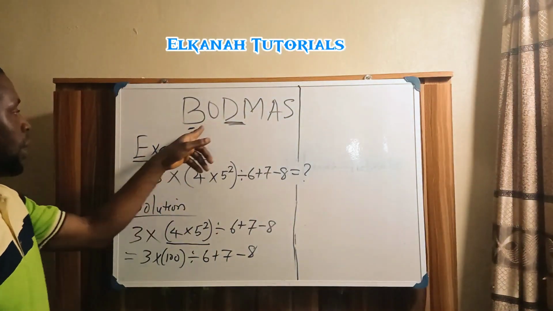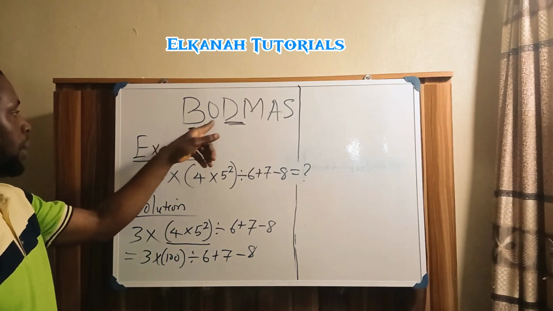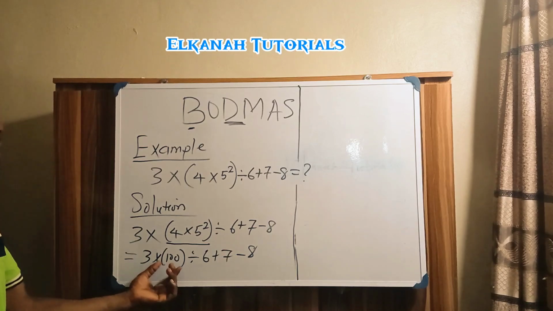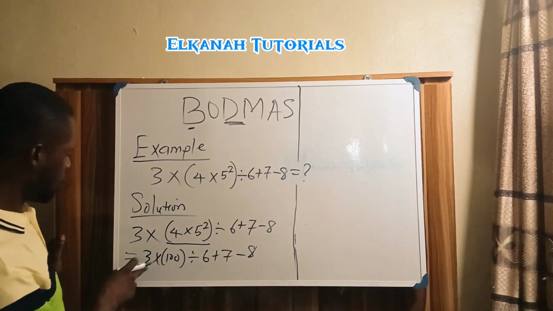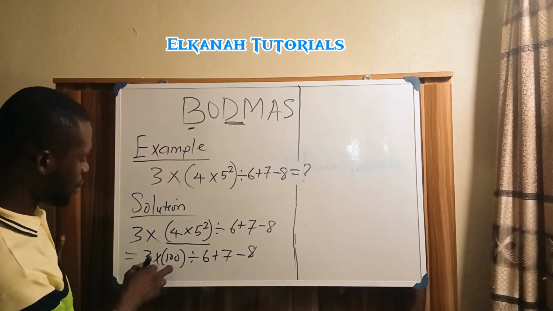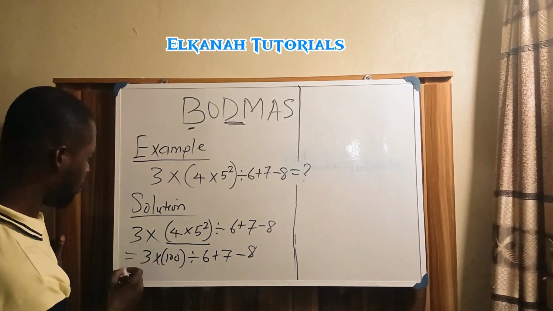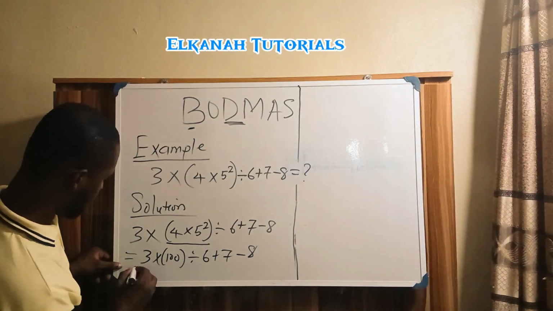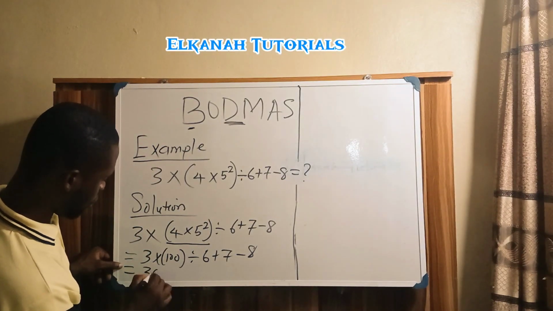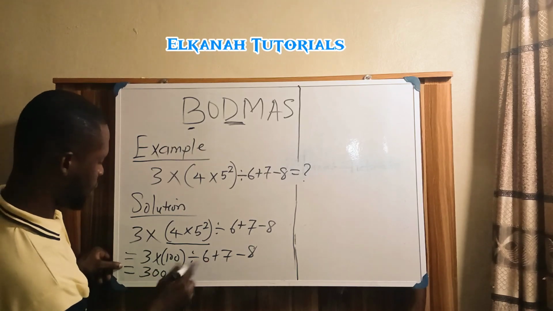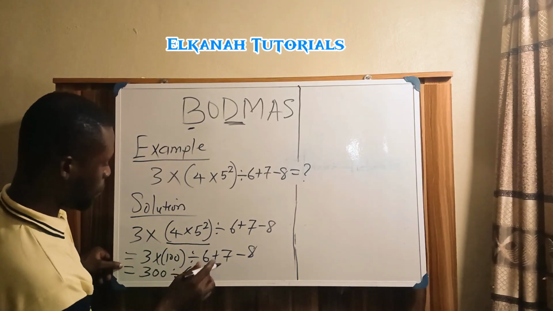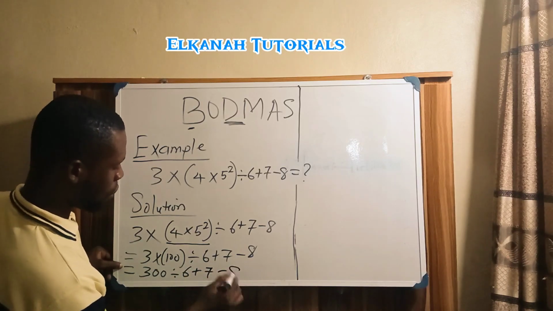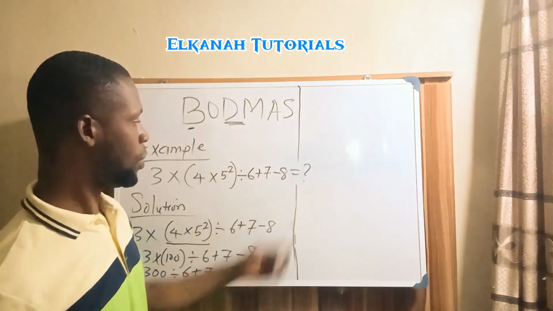You remember I said you are going to make sure that after the bracket is off. So we are going to take this bracket off. So what do we do? 3 times this 100, we are going to have 3 times 100 equals 300 divided by 6 plus 7 minus 8. So let's move to this side.